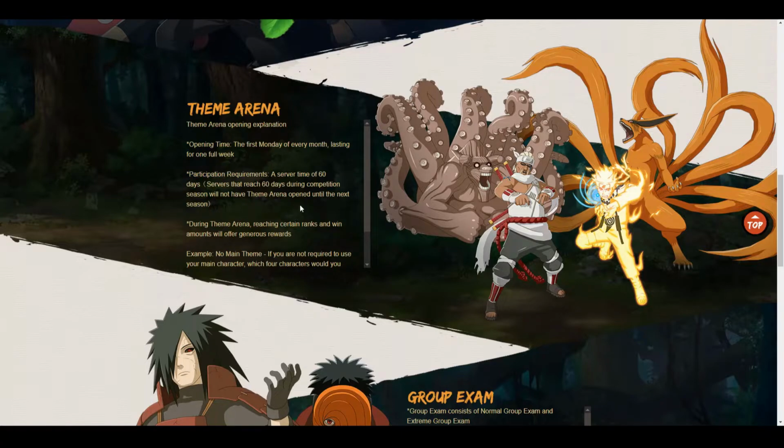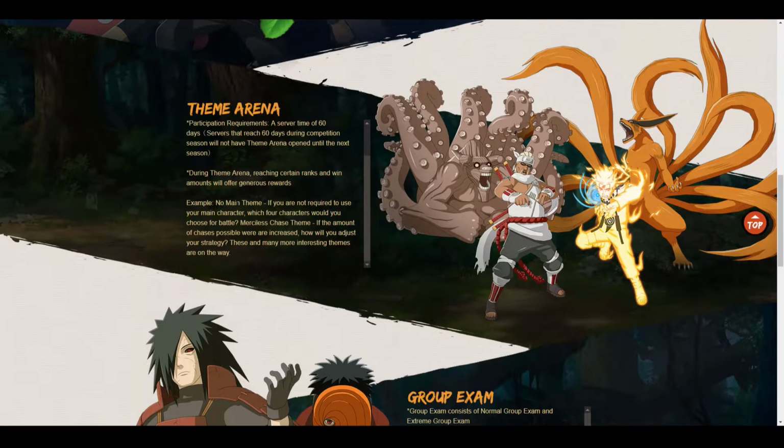Participation requirement, a server needs to be at least 60 days old, of course. So servers that have not reached 60 days during competition season will not have Theme Arena open until the next season. During Theme Arena, reaching certain ranks and win amounts will offer generous rewards. For example, there is the No Main theme. If you are not required to use your main character, which four characters would you choose for battle? That is a question to you.